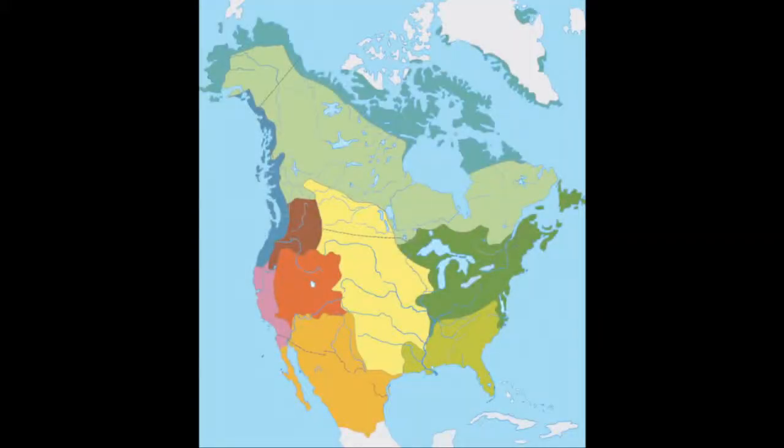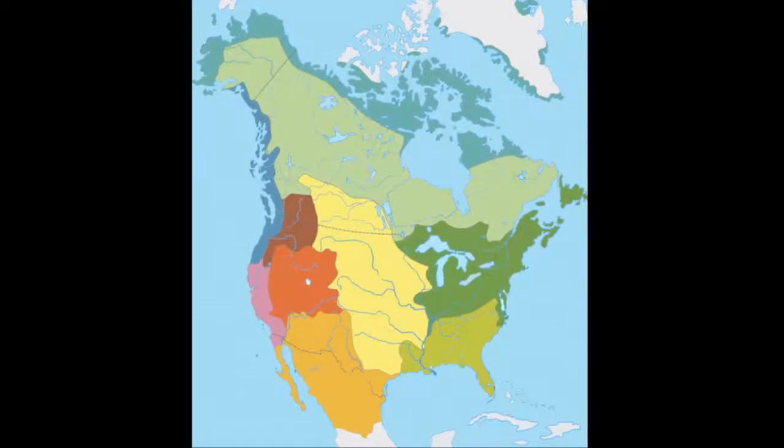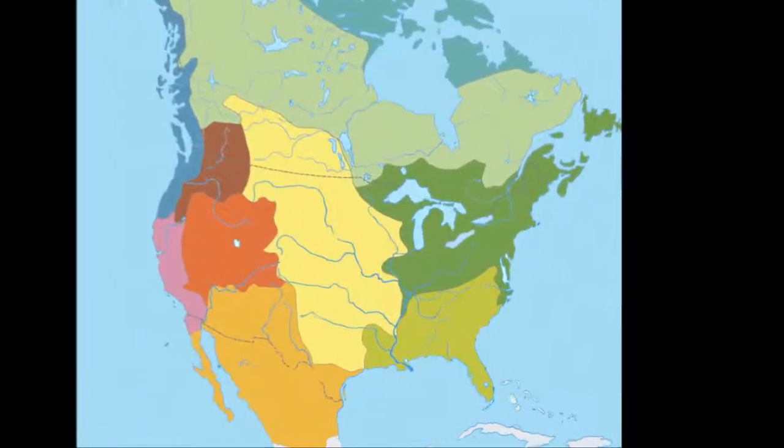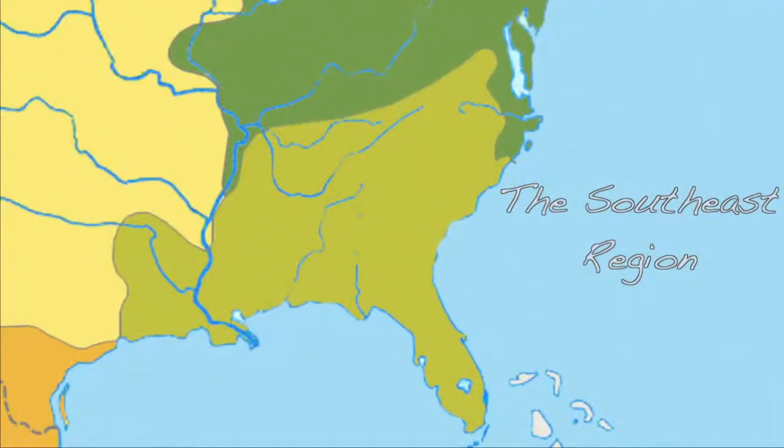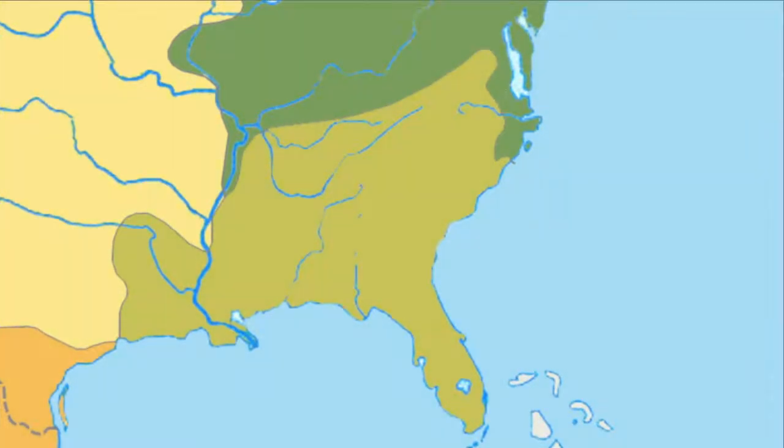The map that we are looking at here is of the 10 different Native American regions that were created by cultural anthropologist Alfred Kroeber. But today we are actually just going to focus on some of the general information of the Native American region, which we are going to refer to as the Southeast region. The Southeast either goes by the Southeast region or also goes by the Southeastern Woodlands. Both names are acceptable, but I usually just refer to this region as the Southeast.